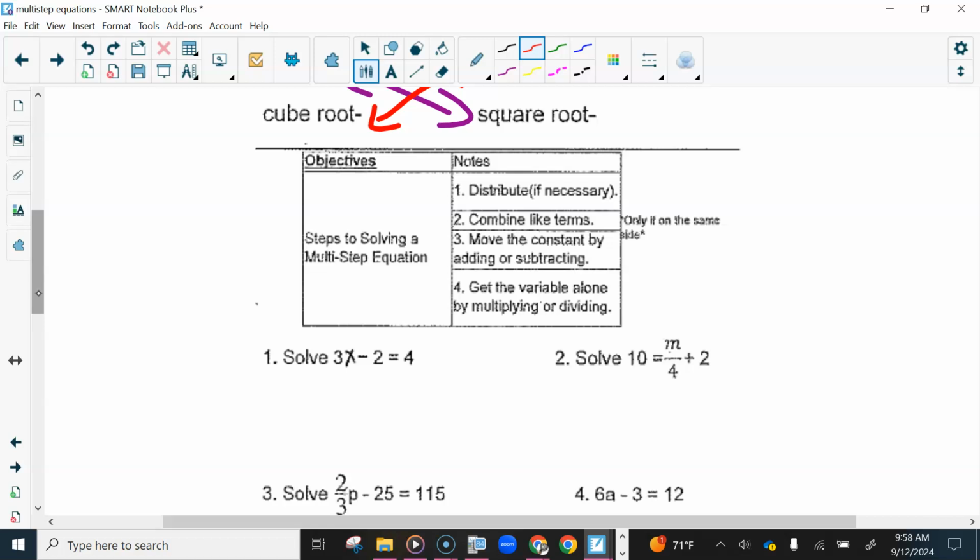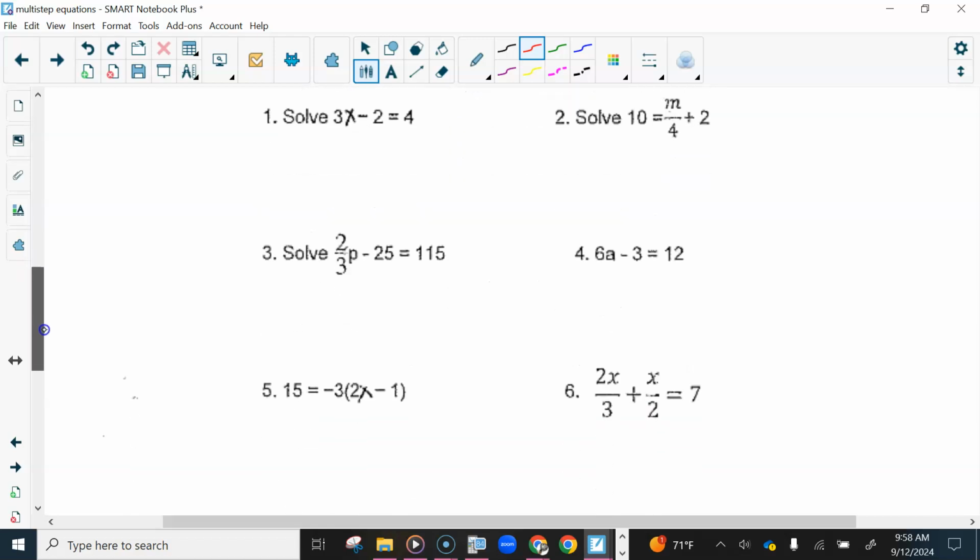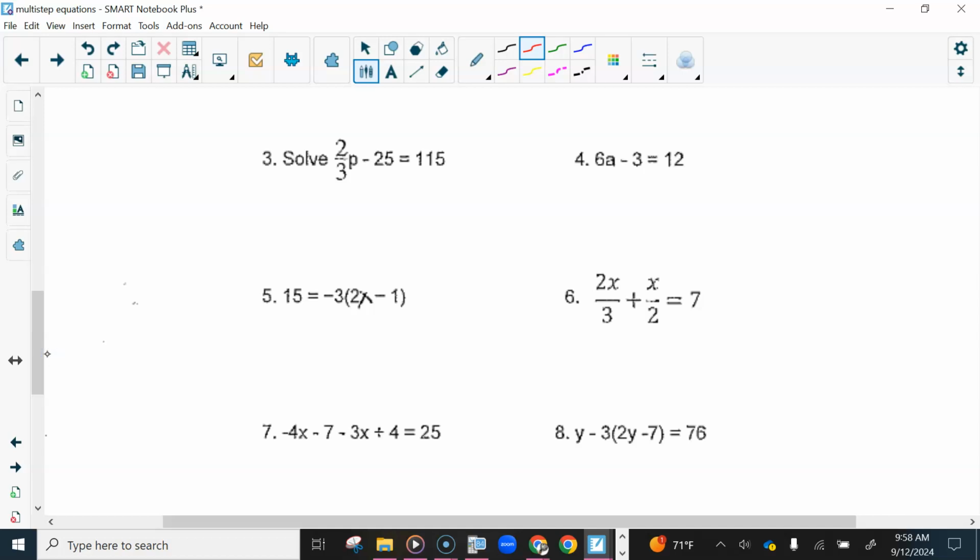Any that stand out that you're not sure how to do? 6, I don't know if we'll have time for today, but I will say there are 2 different ways to go about doing this, and I'll make a mental note that we will start with 6 next class.